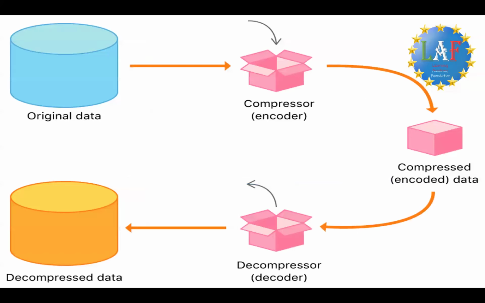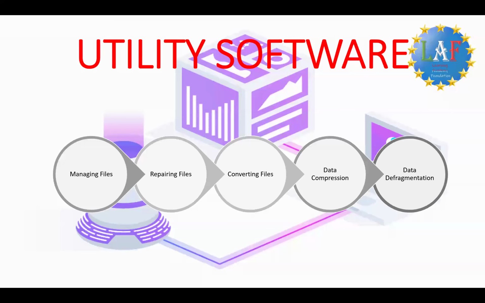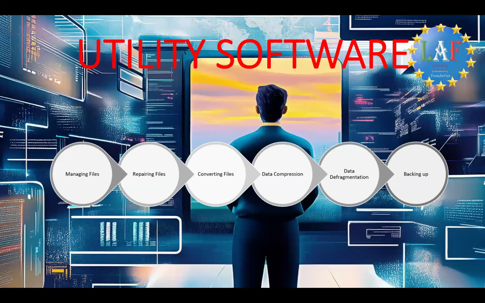Data compression, saving space from original data to the compressor called encoder. The data is compressed, encoded, and then to the decompressor called decoder. The data is decompressed. All this to save space. And then data defragmentation, optimizing storage, and backing up that to protect against loss.